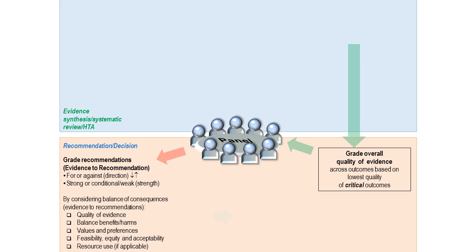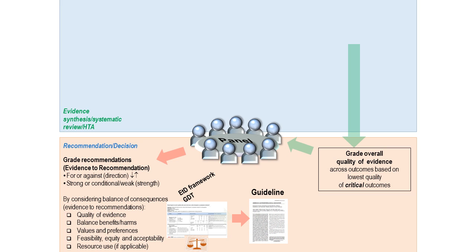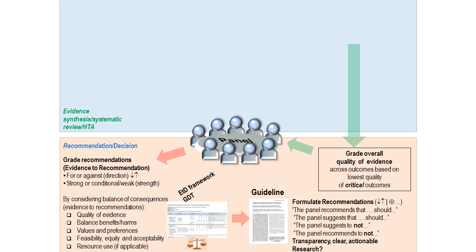GRADE has developed a variety of tools to help guideline panelists to work through the decision and consider all of the consequences. One tool is called the Evidence to Decision Framework. It can also be produced using the GRADE software, the GDT. In addition, GRADE provides panelists with options about how to word recommendations clearly in the guideline document. For example, the panel can use the word recommends for strong recommendations or use the word suggest for weak recommendations.